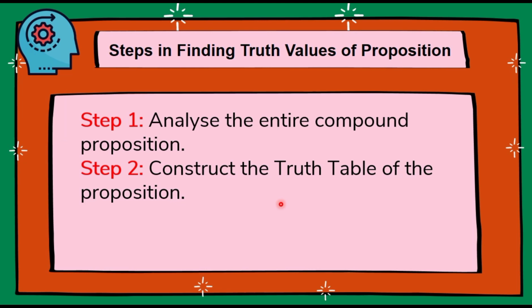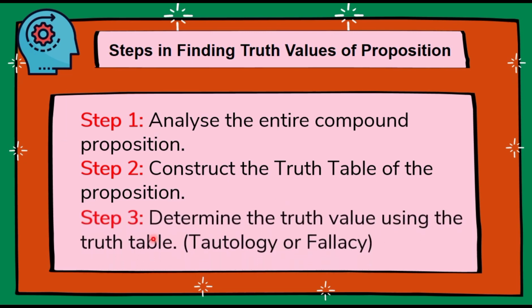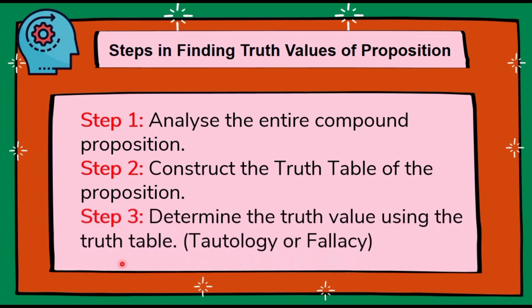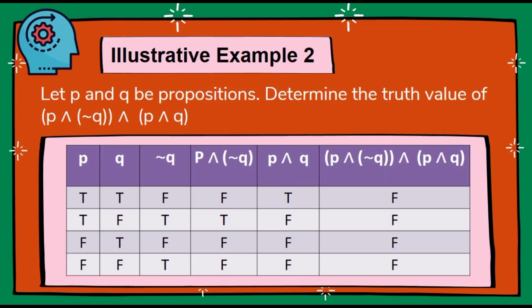So after knowing the logical operators, we will now determine the truth table. So how will we determine it? So we will just apply our knowledge of the truth tables that we used on the previous slides. In step 3, determine the truth value using the truth table. So we will now look at the result of the truth table. So if the truth table shows all true values, then it is a tautology. And if it shows a false value, it is a fallacy.